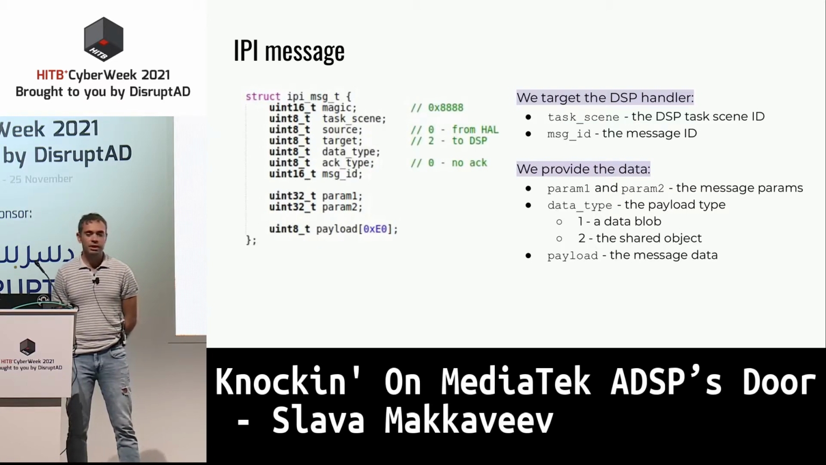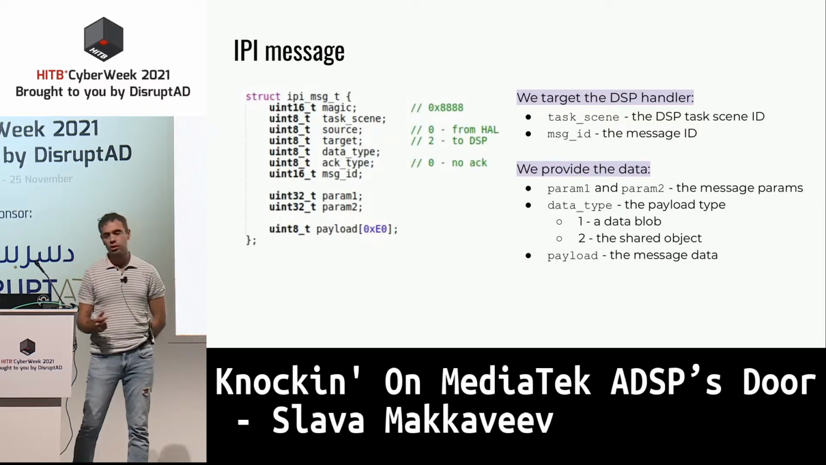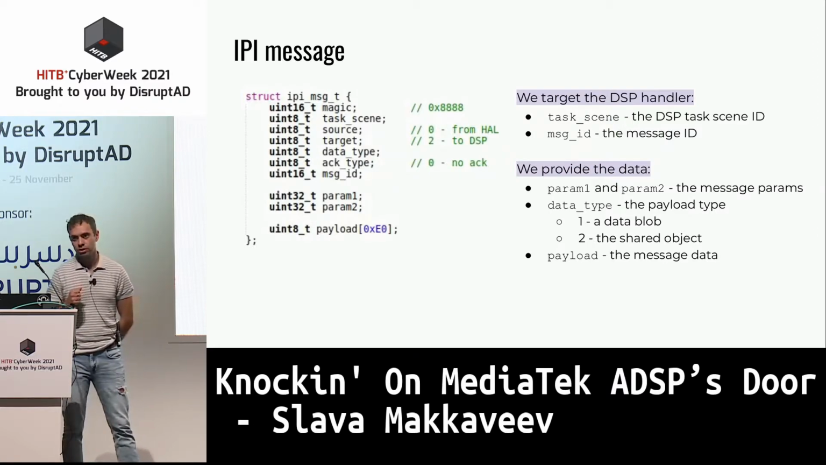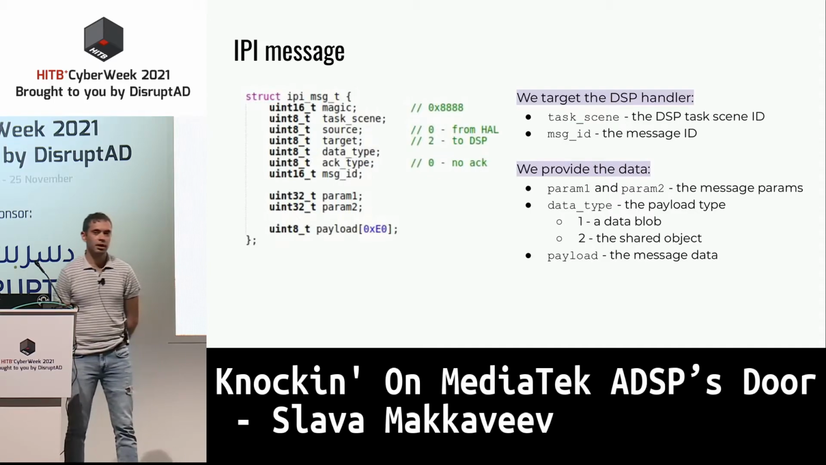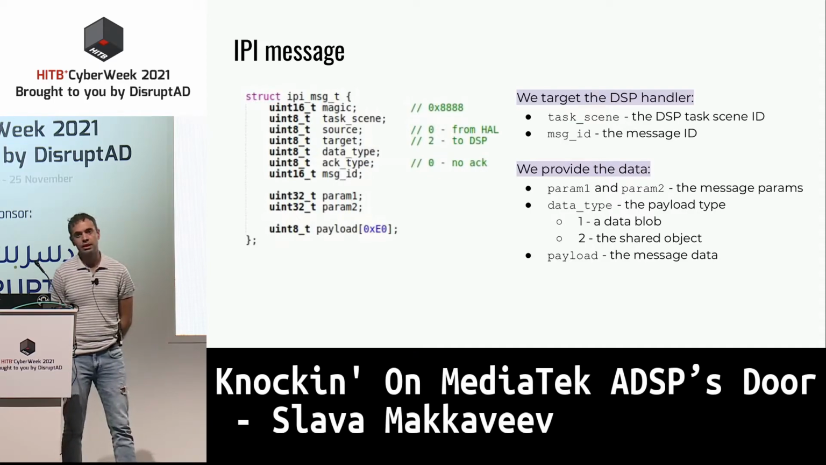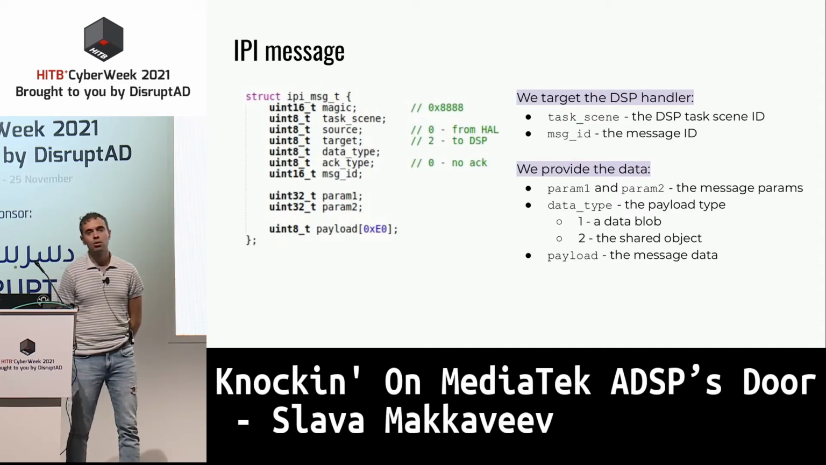In addition, we can provide some data for processing, and for this purpose there are three fields: the param1 and param2 double words, and the payload array. The payload can be either a data blob associated with the message ID, or an object indicating the shared data.